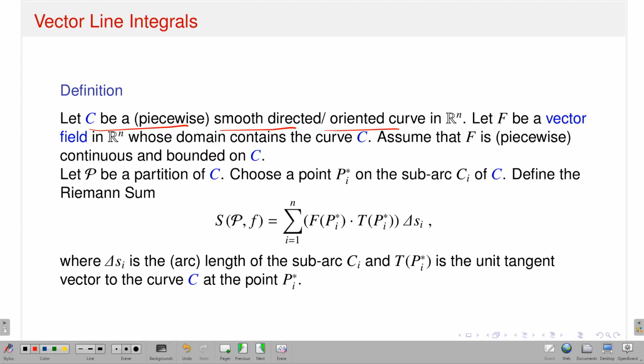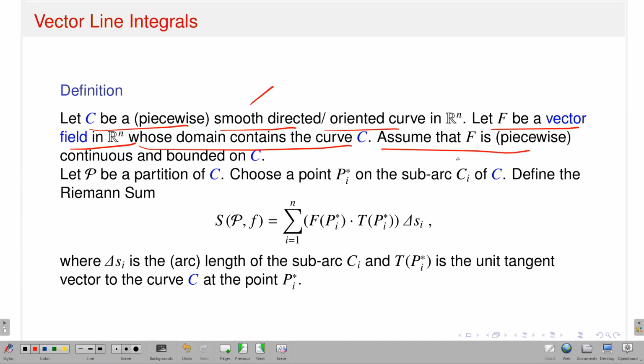Now I want to talk about vector line integral. So let capital F be a vector field in Rn whose domain contains... This time I am starting with what is called a vector field. That means I am starting with a vector field in Rn with some domain. Of course it will have some domain, but the domain should contain my curve C which I started with, which is a smooth oriented curve in Rn. I am starting with a vector field capital F with domain D which contains my curve C.